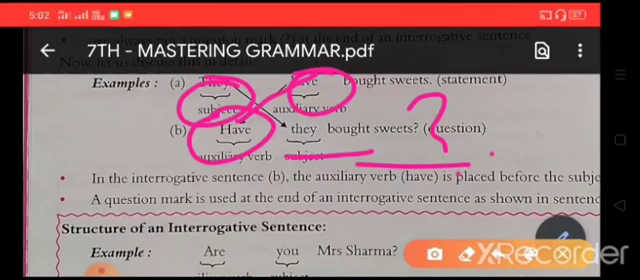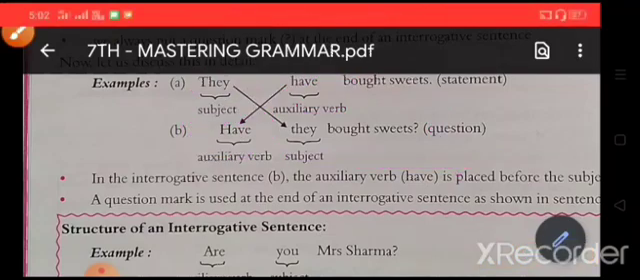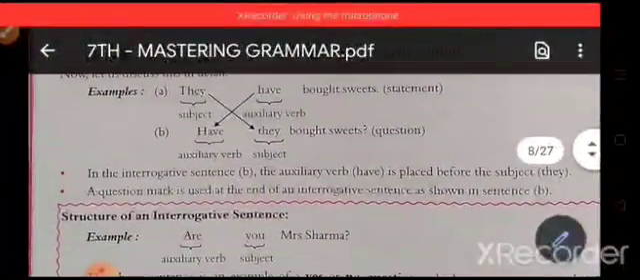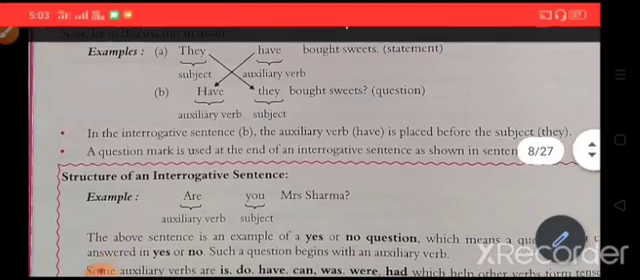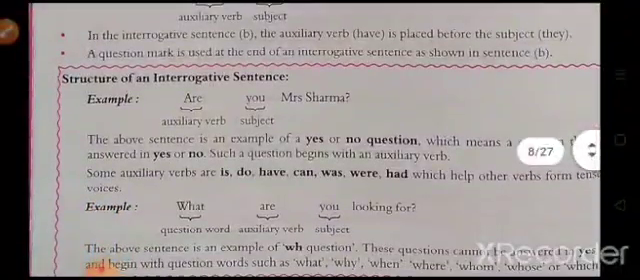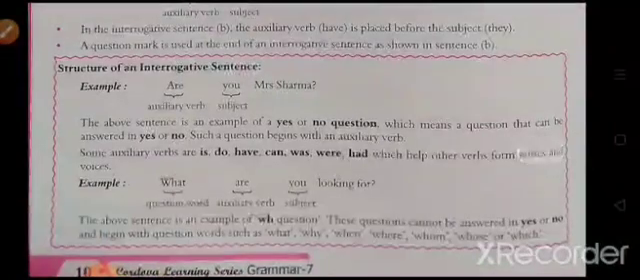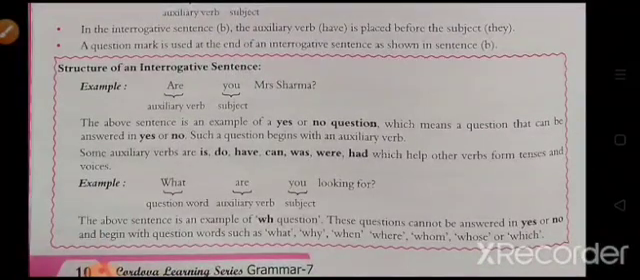In an interrogative sentence, the auxiliary verb have is placed before the subject, they. A question mark is used at the end of an interrogative sentence as shown in the sentence. Here we can see the structure of an interrogative sentence. For example, are you Mrs. Sharma? So, are is the auxiliary verb and you is the subject.